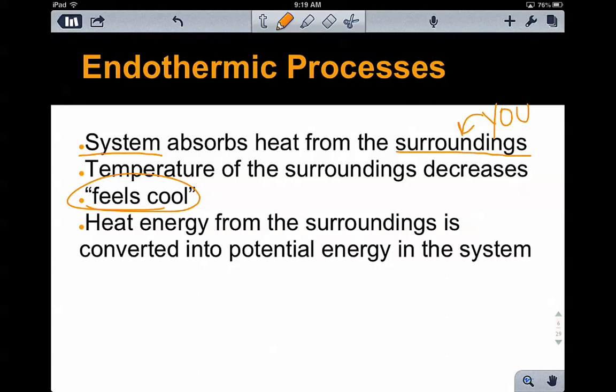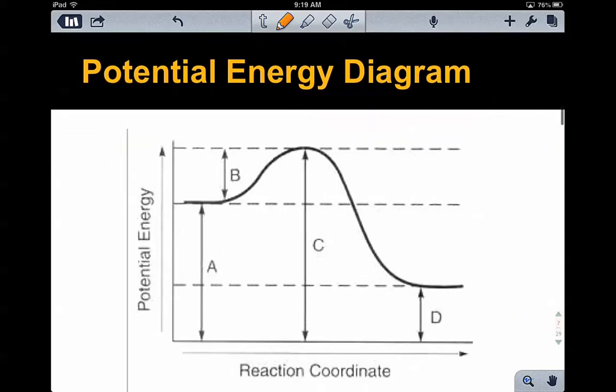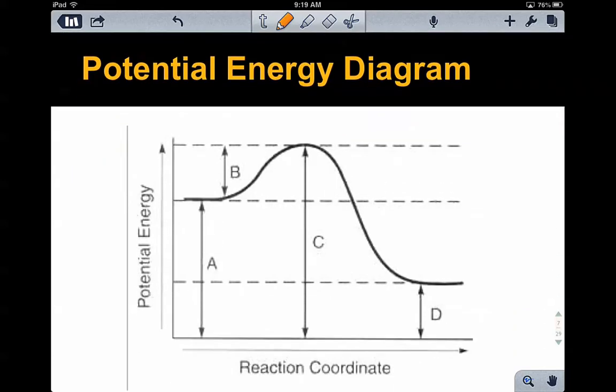And the temperature of the system doesn't actually go up because that heat energy doesn't stay heat energy in the system. It's actually converted into potential energy in the bonds of the chemical products that are made. So a quick potential energy diagram to show you the difference of these two.